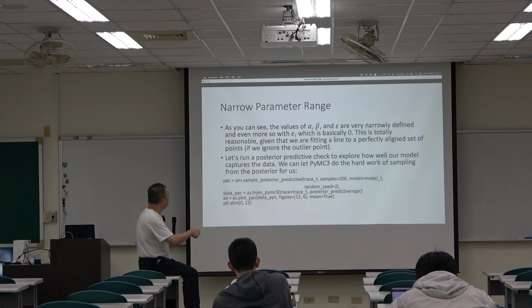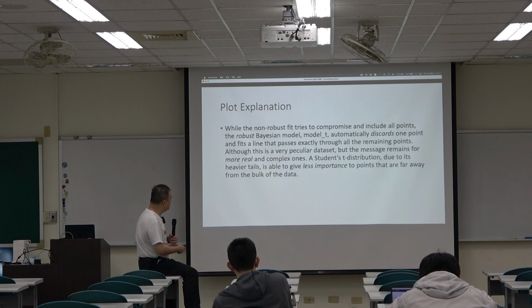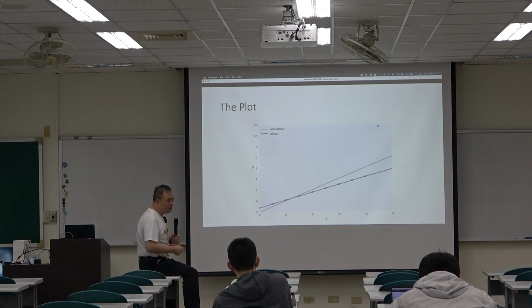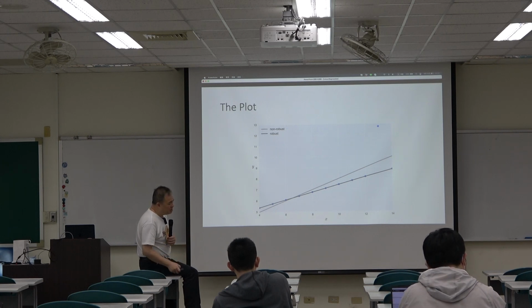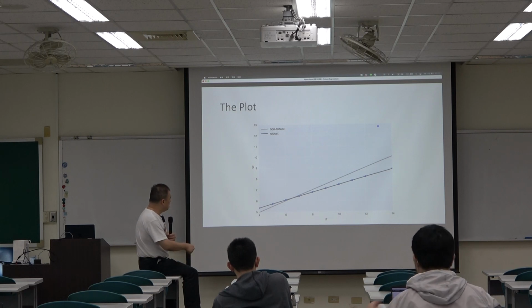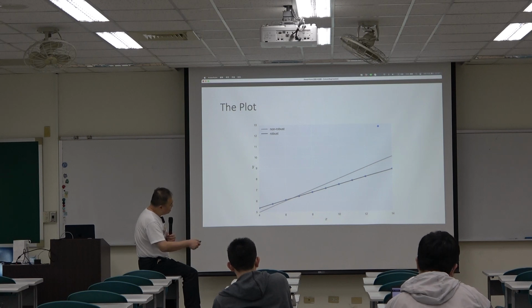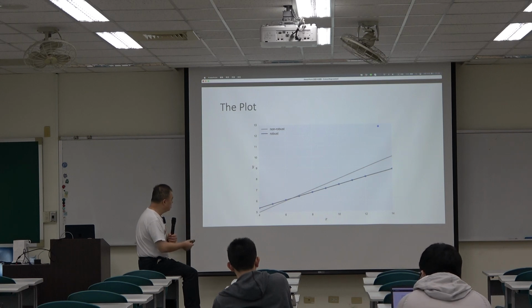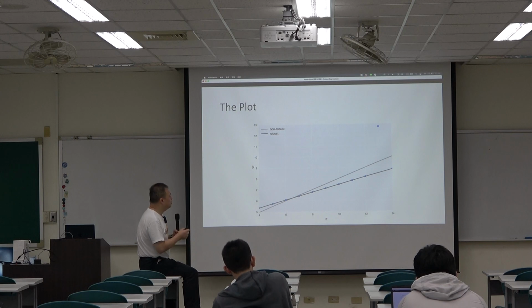So this is totally reasonable, given that we are fitting a line to a set of perfectly aligned points. As I told you, this data set is very special. It's intentionally created to show you that if your model is not robust enough, it's going to be affected by the outlier. But if your model is robust enough, then it can disregard the outlier and create a much better prediction.